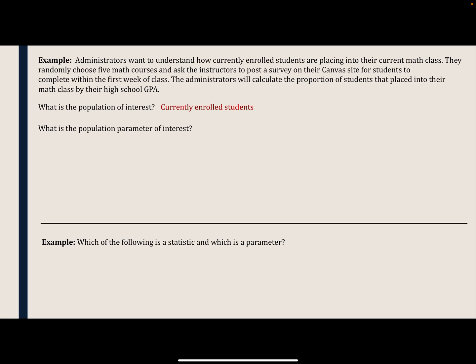What is the population parameter of interest? So remember that a parameter is a measurement. What is the measurement that these administrators are looking to make an inference about? Well, there's only one measurement listed in this entire paragraph, and that's proportion of students. The proportion of students that placed into their math class by their high school GPA. So that's the population parameter of interest.